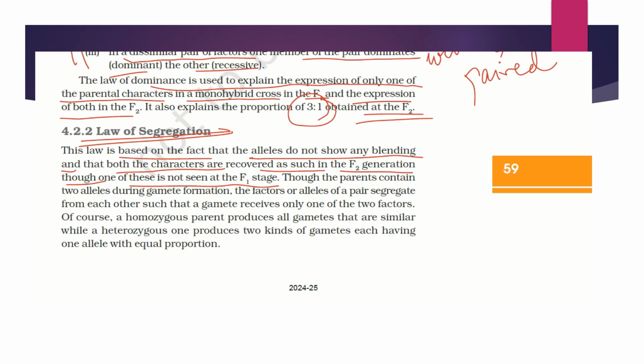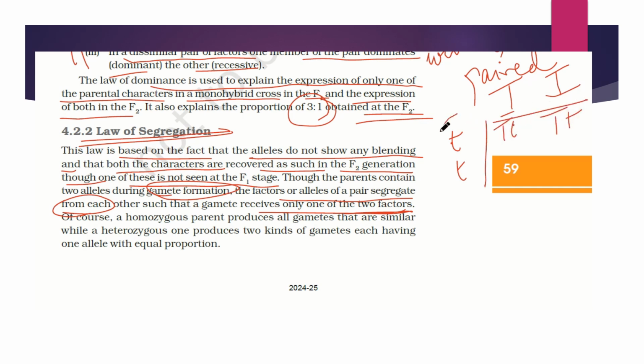So though the parents contain two alleles, during gamete formation, we have studied that 2 alleles are present. The factors or alleles of a pair segregate from each other such that a gamete receives only one of the 2 factors. So they are segregating. If we are crossing a tall plant with a dwarf plant, these 2 pairs of alleles in a cross are segregating, they are separately written like this. Okay, we have studied in the Punnett square, so they are segregating.